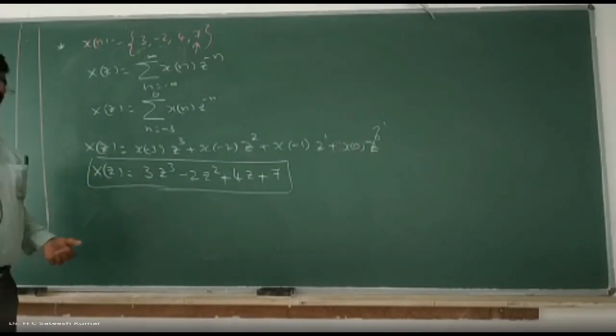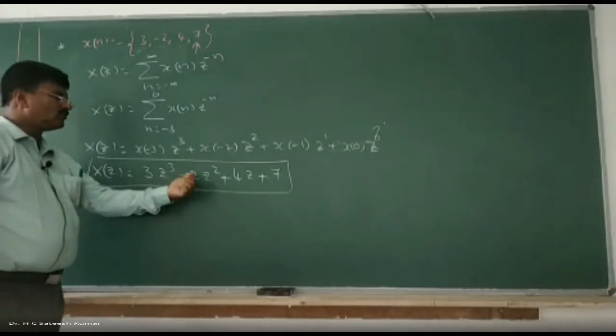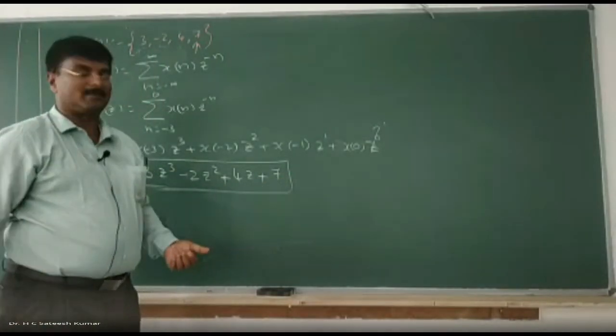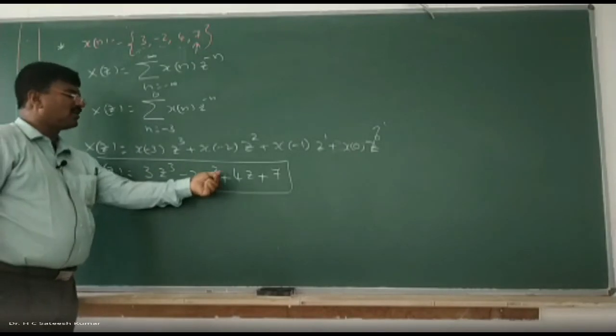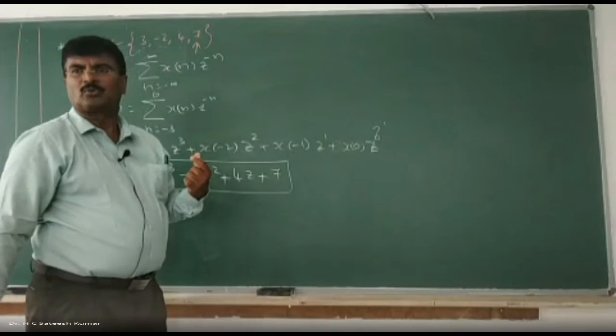So now, what about Z? Z is equal to, start from 0. Z is equal to 0. Yes, this is 0, 0, 0 plus 7 is 7. So therefore, for Z equal to 0 it is obtainable. Okay, for let us say 10, 10 cube, 10 square, 10 plus 7. So for 10 also it is finite. 100 is finite.